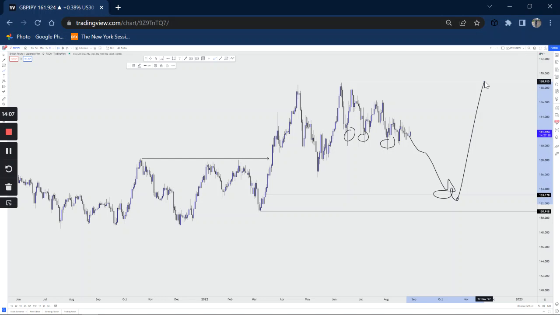But for now, I'm not going to be entering any position. There's so much wick rejection and stuff like that, and so much manipulation. So if price does something like that, you don't want to be that involved in the market. You would rather wait for the market to come to you, and then that's when you execute.